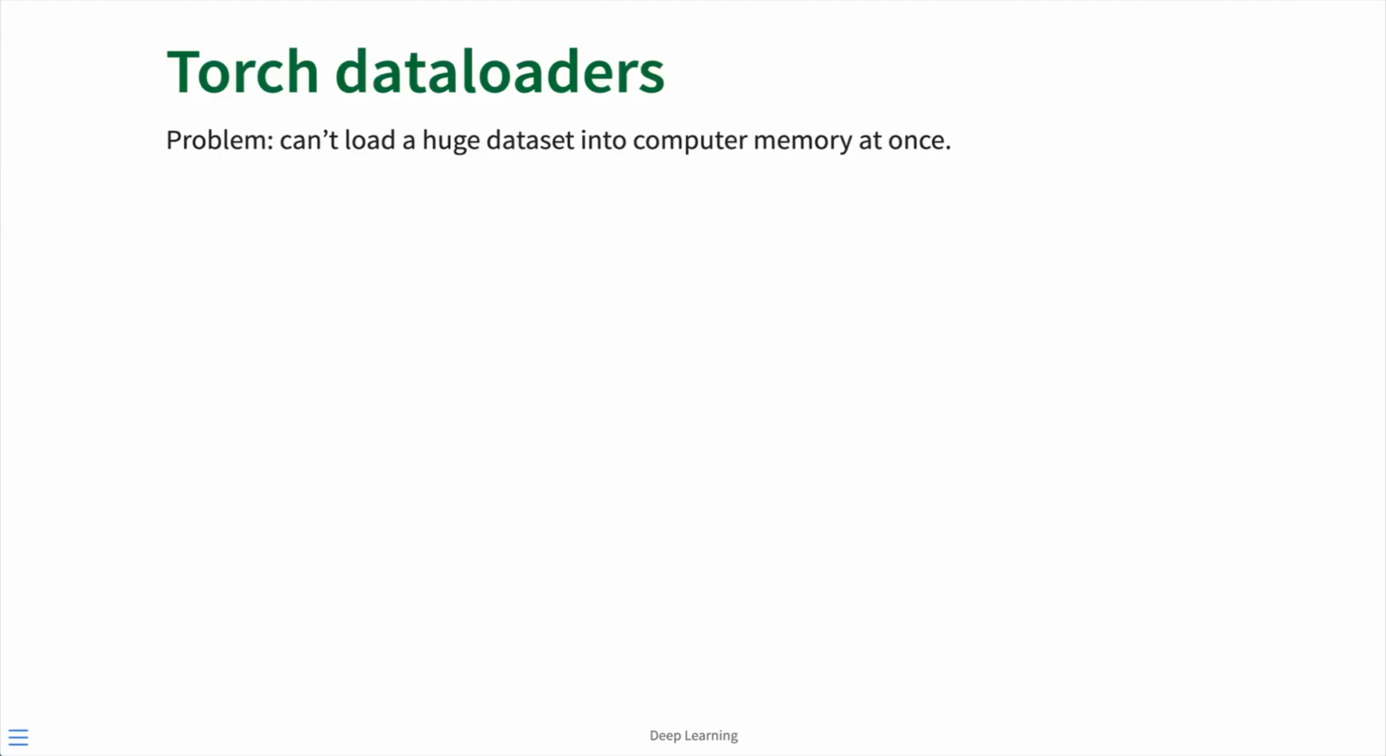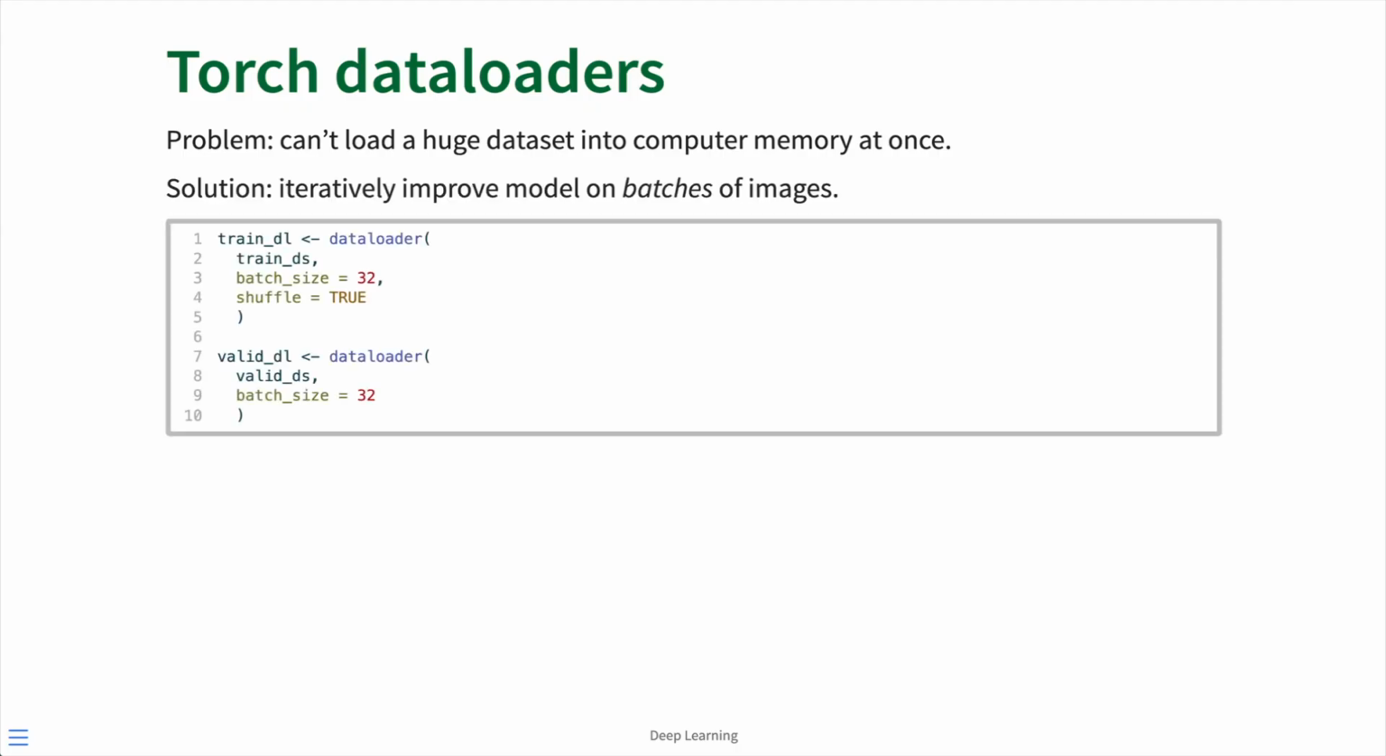Now, the MNIST dataset is relatively small, but in many cases, when you're working with images, you'll have quite large images, and you'll have a lot of them. So we can't hold all of those images in the computer's memory at once. So we need a solution that allows us to access the images for training without accessing all of them at once. And the solution to this is to just improve the model on a small number of images at once, called a batch of images.